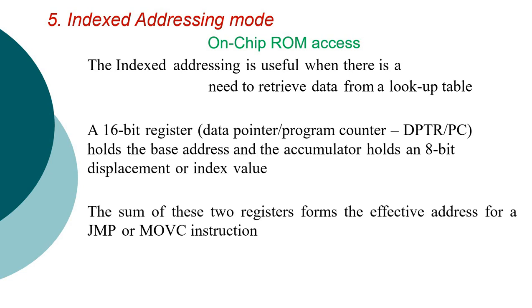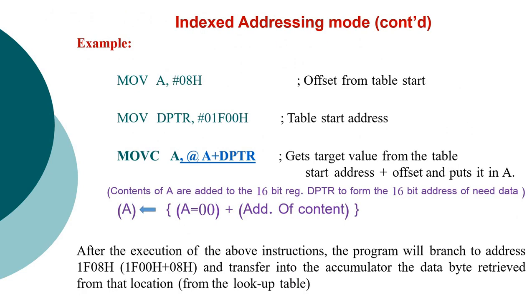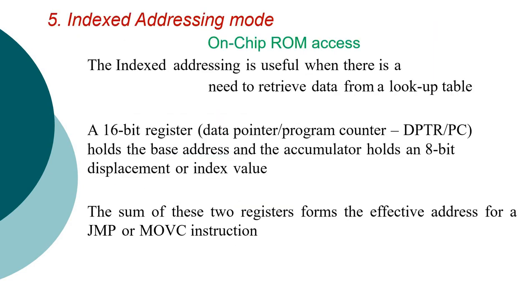Indexed addressing mode. When I say indexed addressing mode, it is an on-chip ROM access and it will not retrieve the data from a lookup table. That is one speciality of this kind of addressing mode. The sum of these two registers will affect the address from jump or move instructions. So typically we will use the DPTR register whenever we are using this indexed addressing mode.